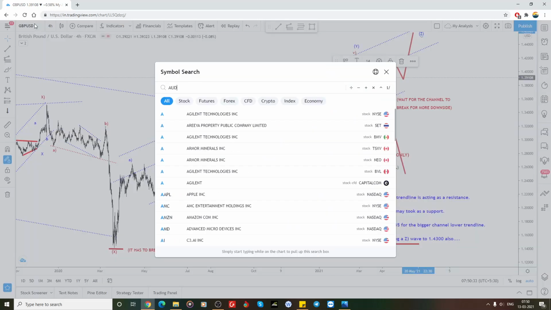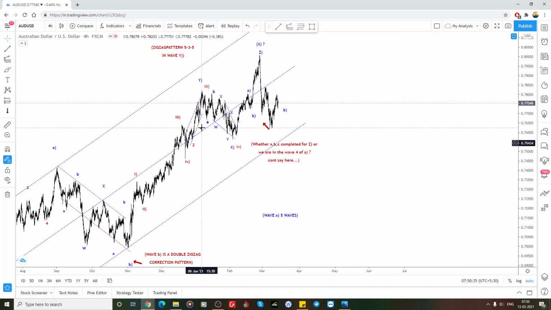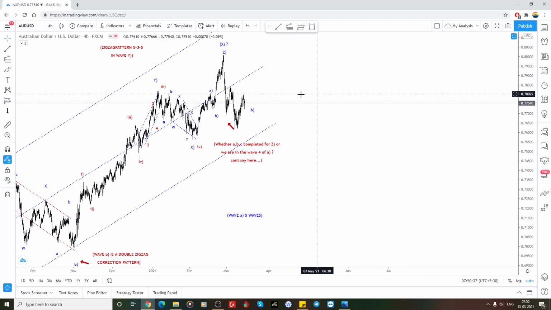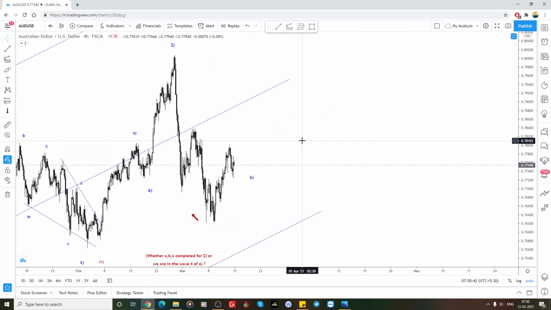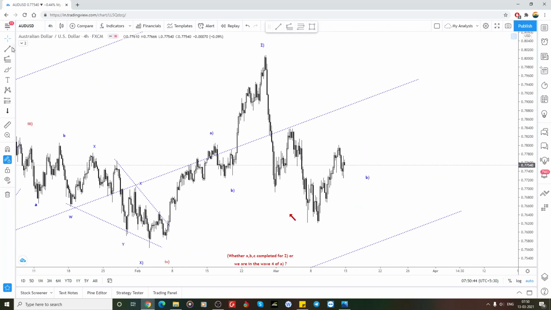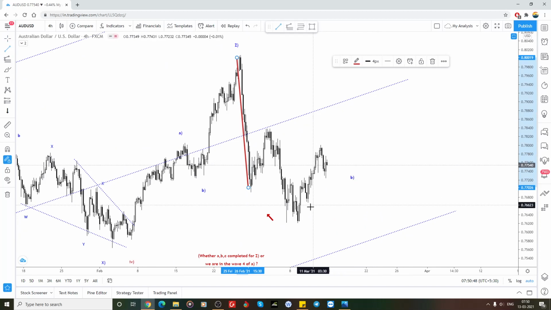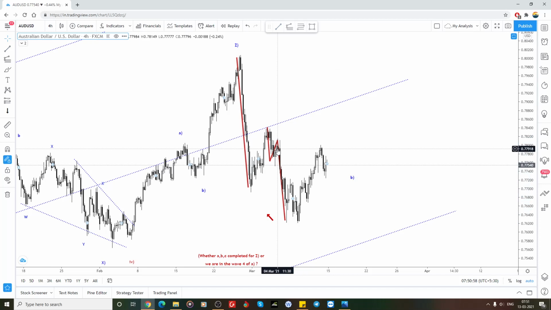So let's move on to the Australian dollar. The Australian dollar is the same as I expected, it actually bounced. So whether this is an impulsive wave, and here it's looking like 5 waves, and the intermediate also looks like 5 waves. I will show you here.